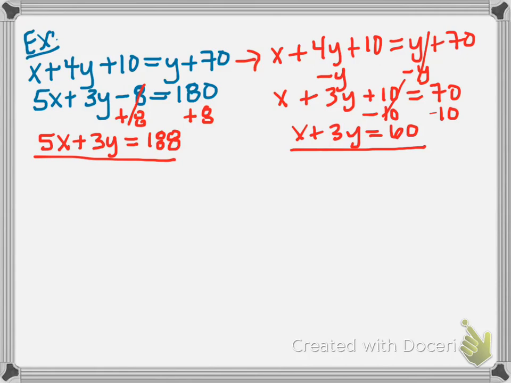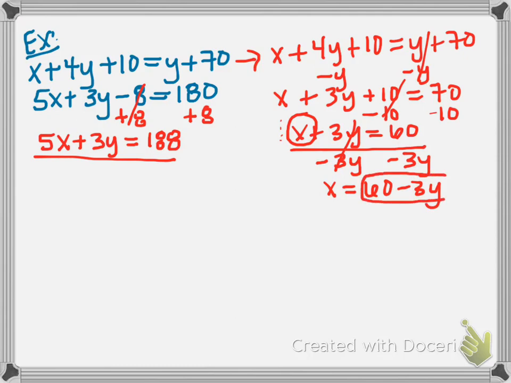Let's go ahead and start by solving this one with the substitution method. Notice that this x right here has a coefficient of 1. It's very easy to solve for x when it has a coefficient of 1, or for y if it has a coefficient of 1. So the way that we're going to do that is we're going to subtract 3y from both sides to move that to the other side. So x equals 60 minus 3y. We have solved for x in terms of y.